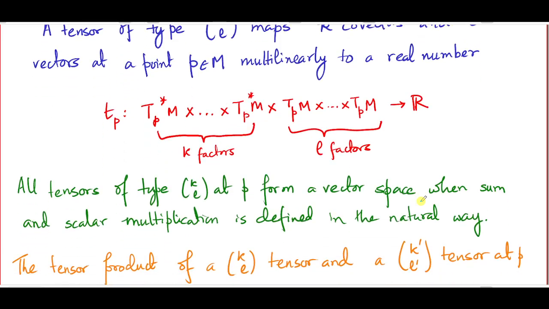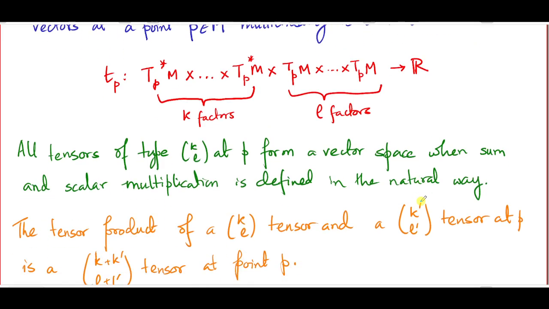Now, you have a very natural way of defining the sum and product by a scalar or a real number of (k,l) tensors at the point p, very similar to the definition that we gave just a while ago. And using that, the set of all such tensors, which we will call T_p^(k,l) M, is going to be a vector space.